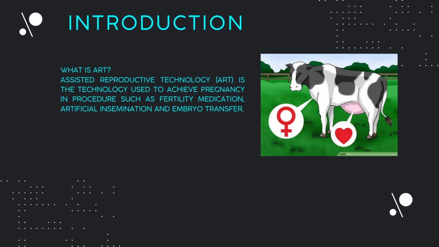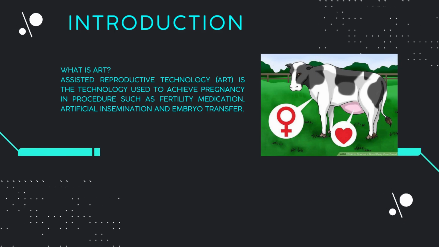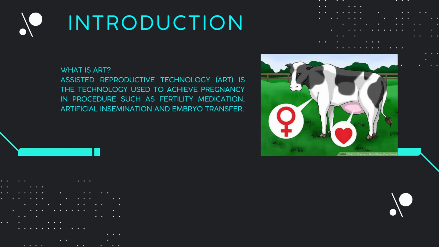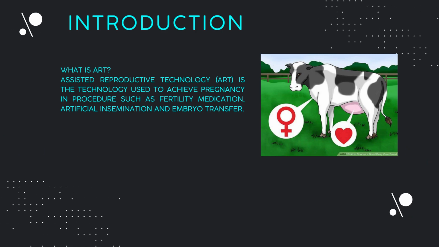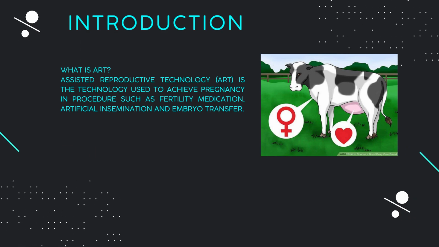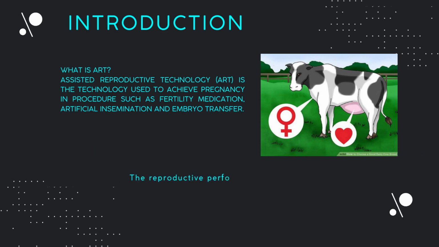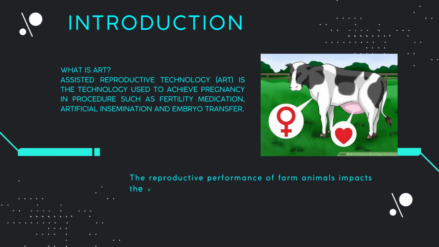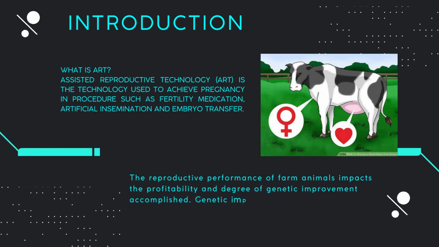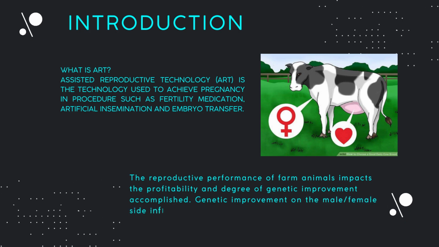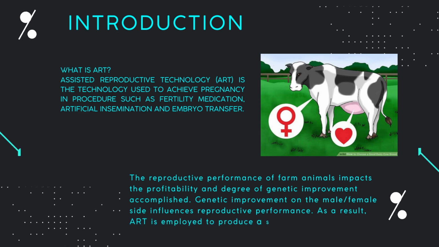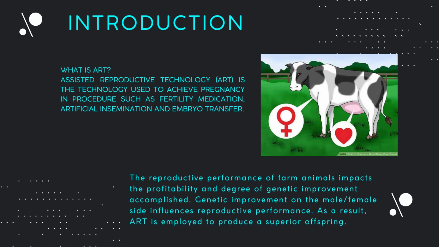ART stands for Assisted Reproductive Technology, and it is used to achieve pregnancy in procedures such as fertility medication, artificial insemination, and embryo transfer. The reproductive performance of farm animals impacts the profitability and degree of genetic improvement accomplished. Genetic improvement on the male or female side influences reproductive performance. As a result, ART is employed to produce a superior offspring.